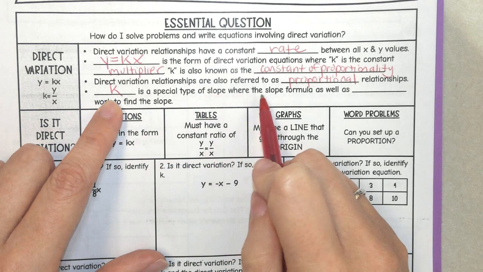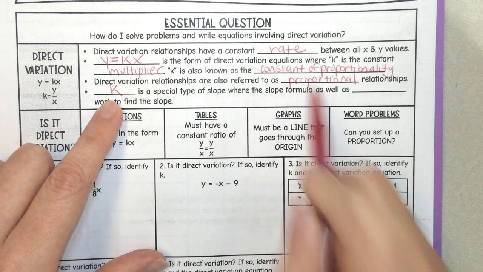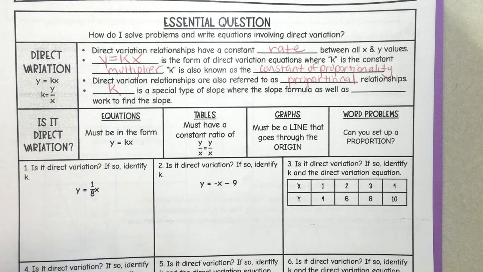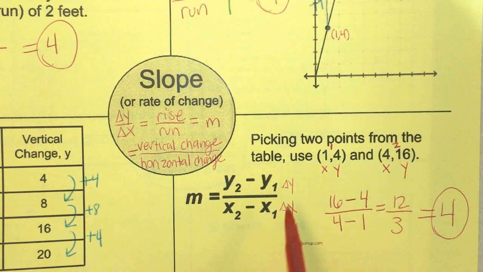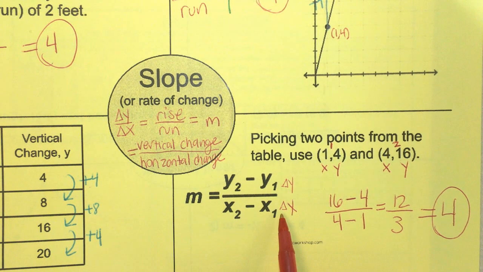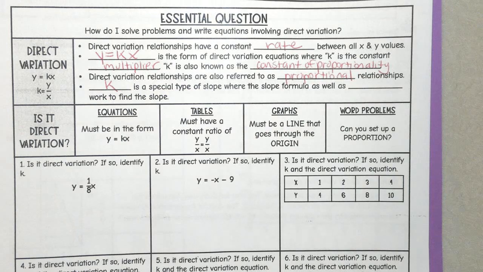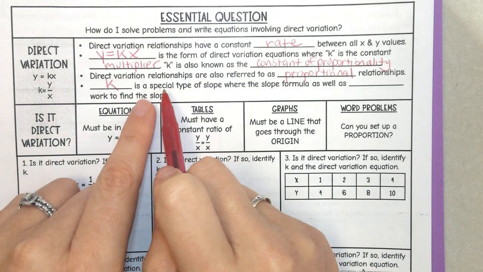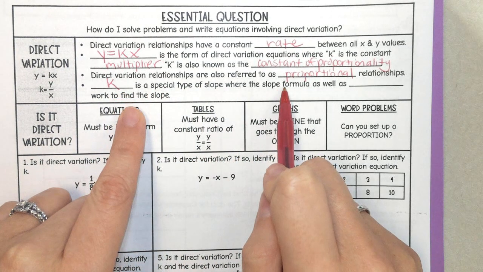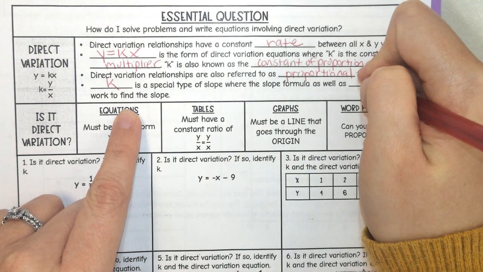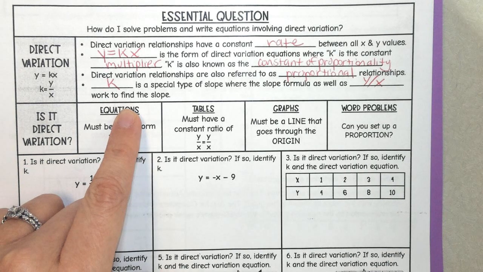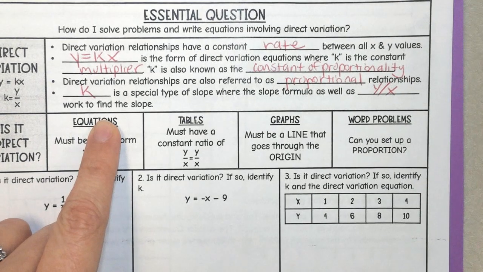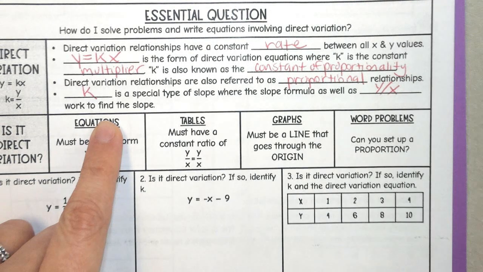It's a special type of slope where the slope formula, do you remember what the slope formula is? Yeah, y2 minus y1 over x2 minus x1, which is just a fancy way of saying change in y over change in x. Okay? So, k is a special type of slope where the slope formula as well as just y over x work to find the slope.